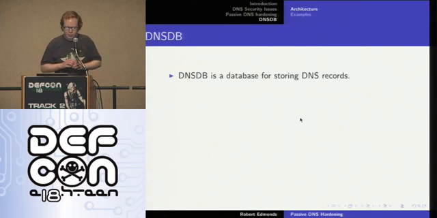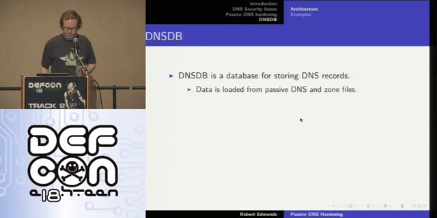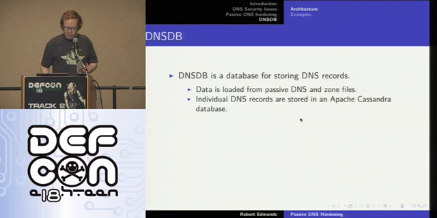Okay, what we call DNSDB is basically a database for permanently storing DNS records from a variety of sources along with a certain amount of metadata such as timestamps. Our primary data sources are passive DNS data as well as a number of zone files that we have access to. Each record is serialized as an array of bytes, which we then store in an Apache Cassandra database. We don't have enough time to go over the exact serialization scheme, unfortunately, because it's really neat.